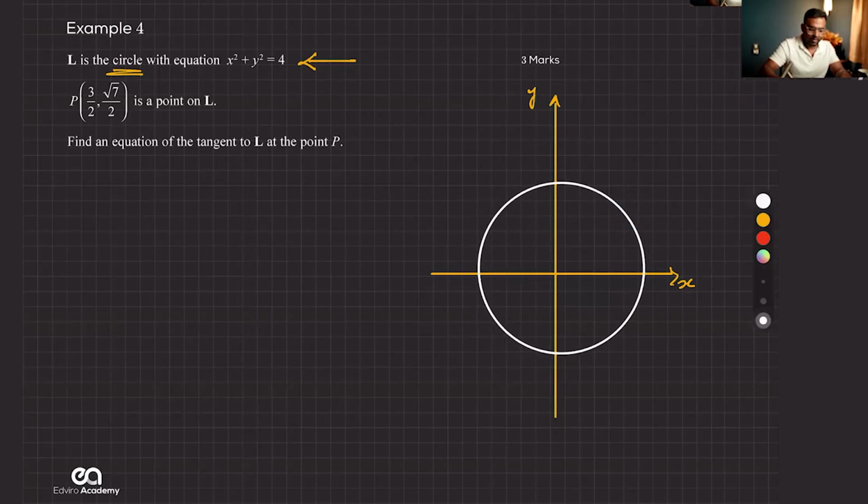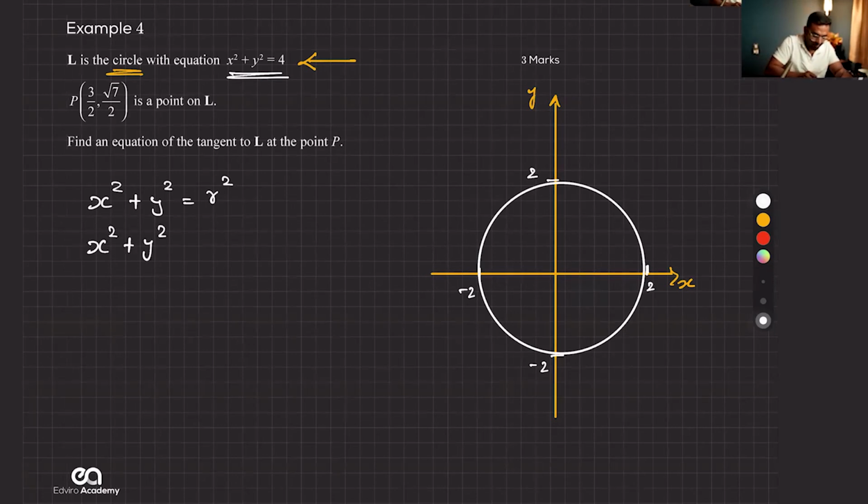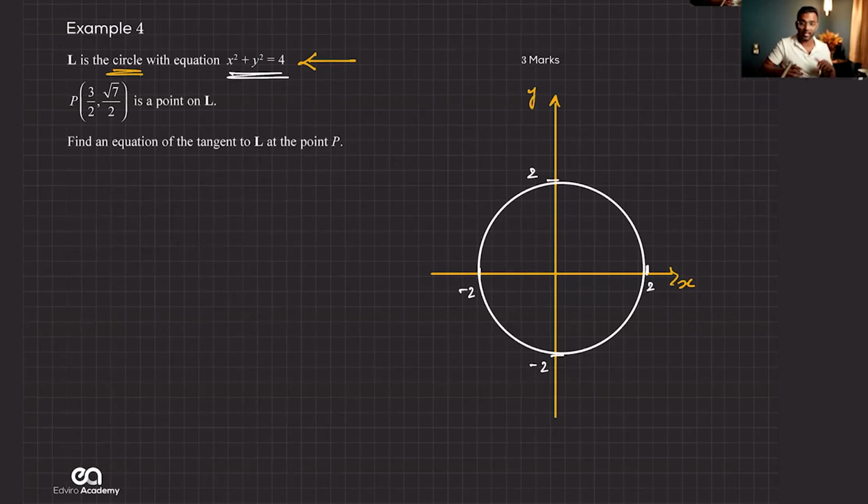Okay. What is the radius, guys? By looking at that equation, what is the radius? What do you guys think? 2, minus 2. How did you get that? X squared plus y squared equal to r squared is the general form of the equation of a circle. So over here, we are given 4, which means r squared is 4. That means the radius is 2. Okay, did you guys get that? But you don't need to write that down now. You just need to know that. That needs to be processed already. So this is our diagram.